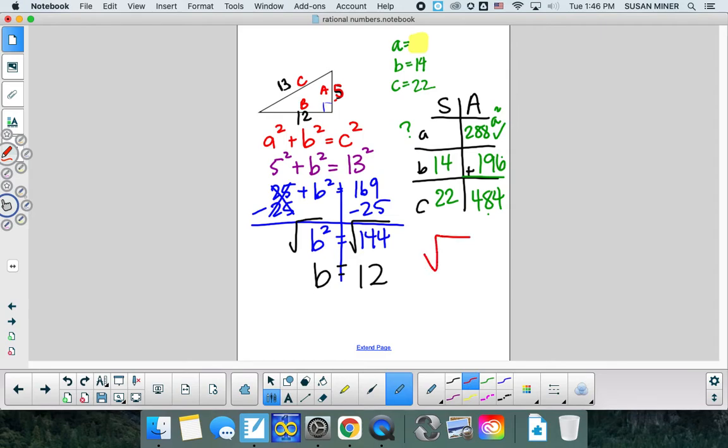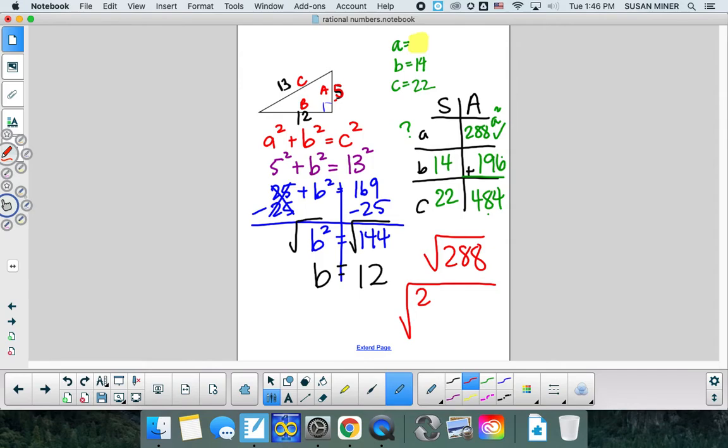So I can take the square root of 288, and I can figure out the side length of A. 288 does not square root evenly. So I'm going to look up my factors on my factorization chart. It only goes up to 250. So what I'm going to do instead is take 288 and divide it by 2 just to reduce it down. I'm going to count the 2 as one of my factors because I divided by 2.